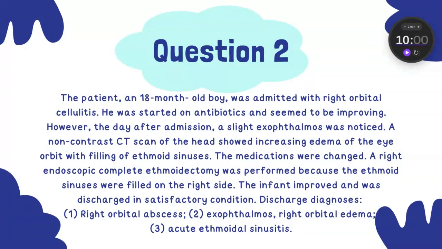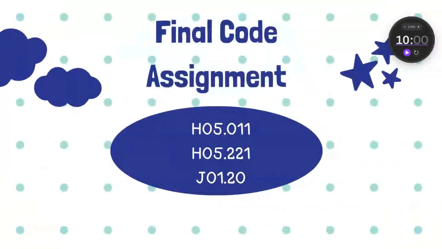All right, I see that you all are done. And so here are the codes. And oh, let me put my glasses back on. Goodness. All right, so cellulitis of the orbit, edema of the orbit, and then acute ethmoidal sinusitis. And we did not code the exophthalmos. All right, any issues with these three codes? I said, as hard as I tried to make sure my typing was correct.